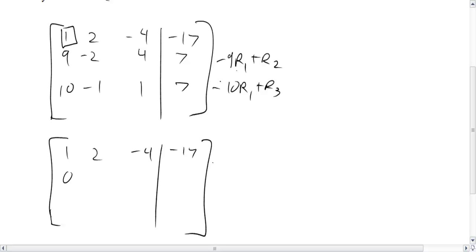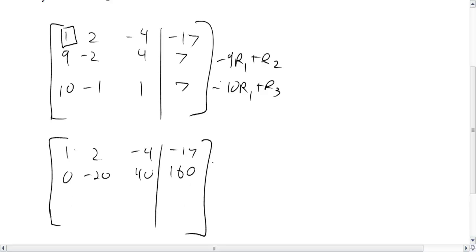So now I'm doing negative 9 times negative 2, it's negative 18. Add those, that makes negative 20. Negative 9 times positive 4 is 36. 36 plus 4 is 40. And then negative 9 times a negative 7 makes a positive 153. So then a positive 153 plus 7 makes a positive 160.